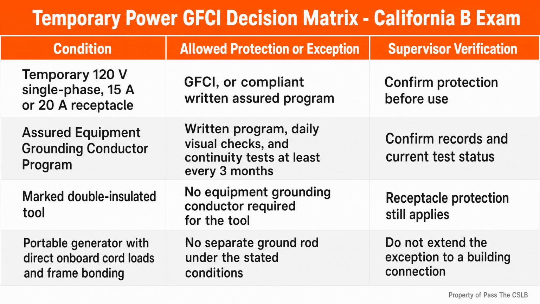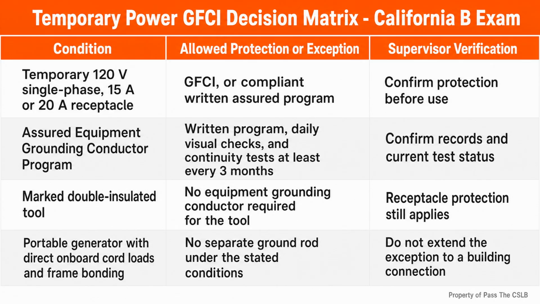A temporary 120-volt, 15-ampere, or 20-ampere receptacle needs approved ground fault circuit interrupter protection unless it is covered by a compliant written Assured Equipment Grounding Conductor program. A double-insulated tool can be allowed without an equipment grounding conductor when it is distinctively marked, but that tool does not erase the receptacle protection requirement.